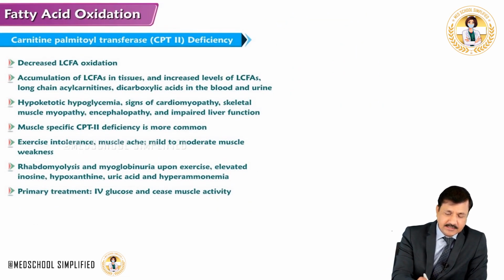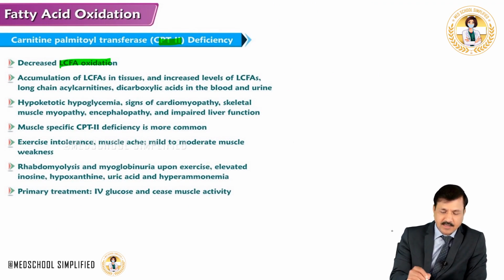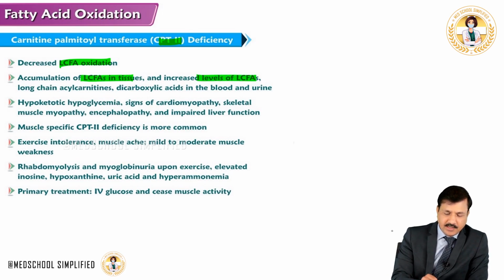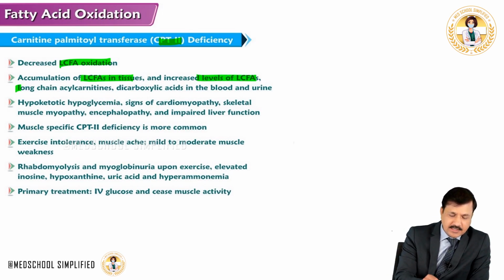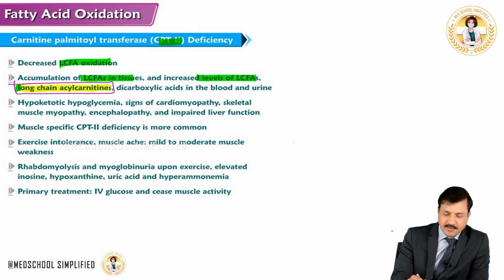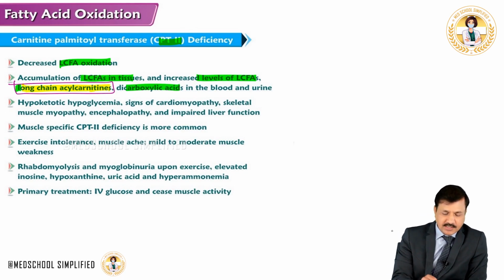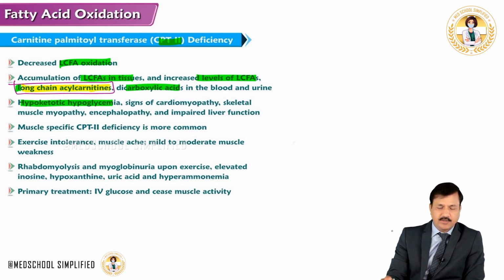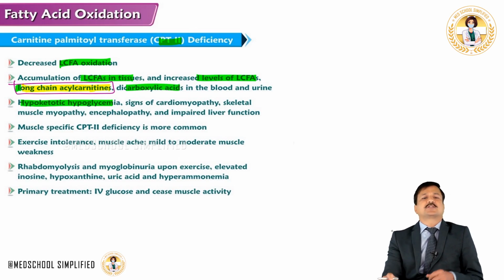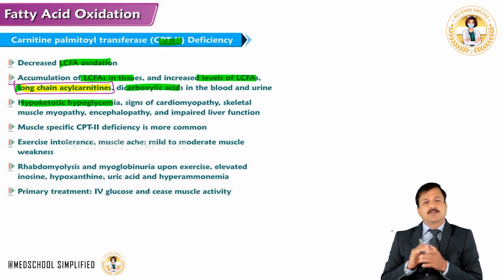So look at the details. Decreased LCFA oxidation is seen in CPT2 deficiency, with accumulation of LCFA in tissues, increased LCFAs, increased long chain acetylcarnitine. See, that's the important point. Increase in long chain acetylcarnitines is the differentiating point there, and then increase in long chain dicarboxylic acids. And the feature that I already explained is hypoketotic hypoglycemia, along with signs of cardiomyopathy, skeletal myopathy, encephalopathy, impaired liver function can be seen.